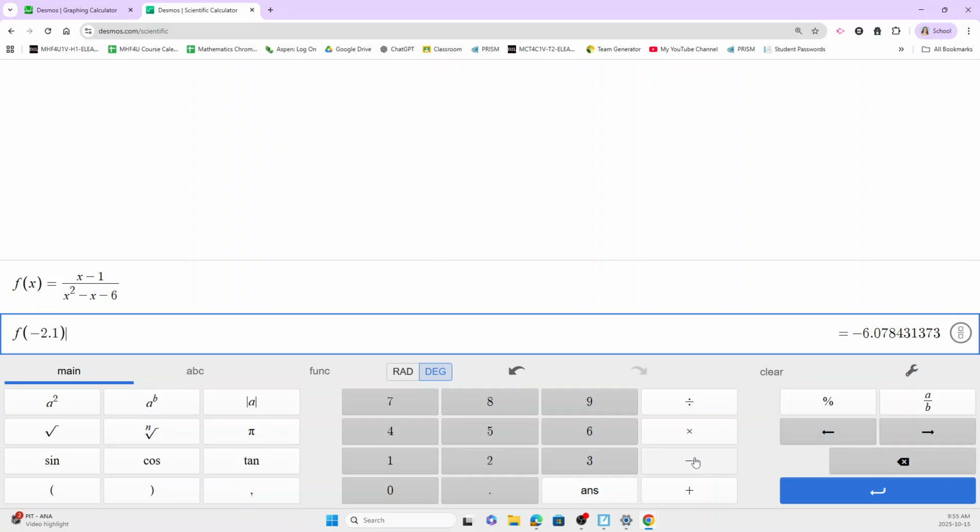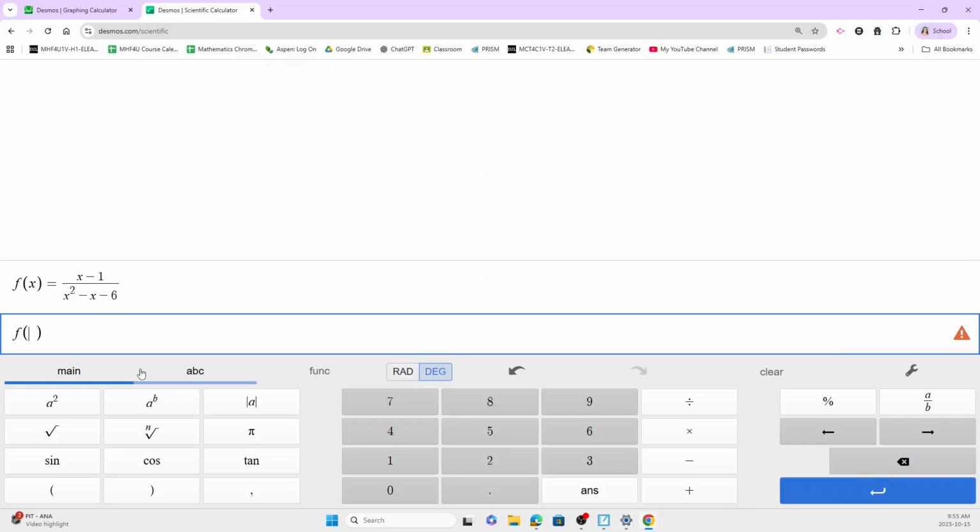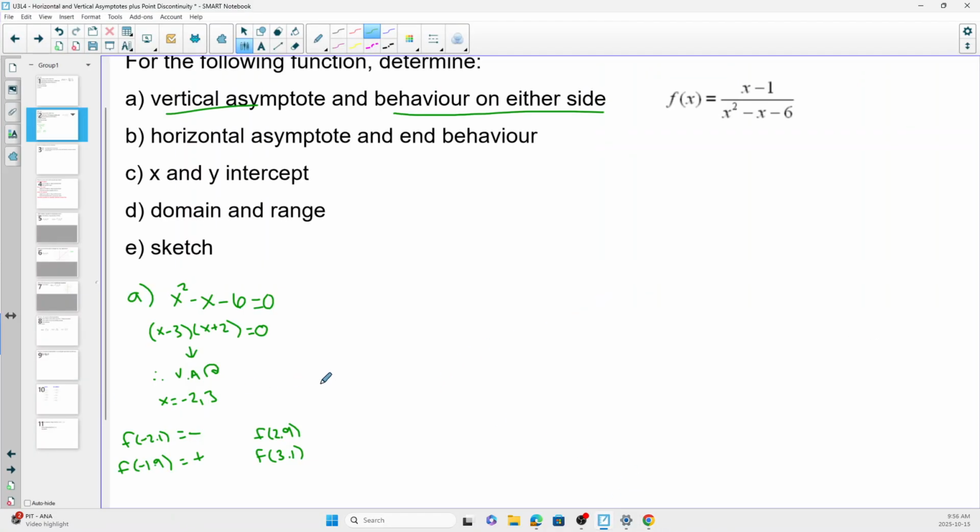Okay, so to the left of that first vertical asymptote, we are getting negative values. And then to the right, which is -1.9, we're getting positive values. So if we go back over here, to the left, we got a negative, and to the right, we got a positive. And then we want to sub in 2.9 and 3.1. So we go back over here, and we could say 2.9. So to the left of the second vertical asymptote, we're getting negative values, and to the right, we're getting positive. Okay, so negative and then positive.